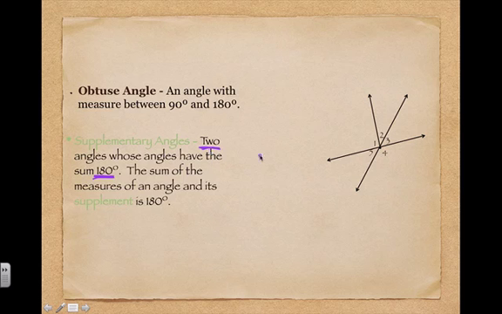So an example of two supplementary angles here would be angles 4 and 5. Can you find another pair of supplementary angles? Angles 3 and 4. Those would also be supplementary angles.